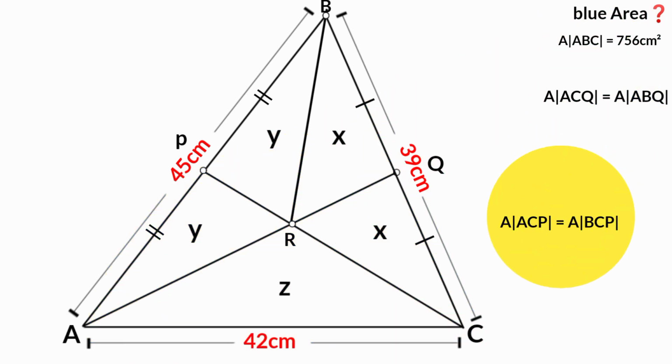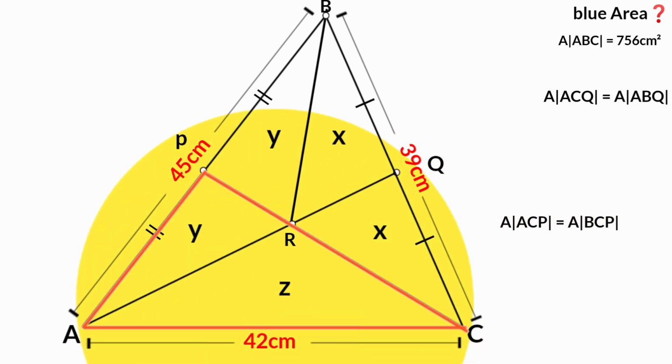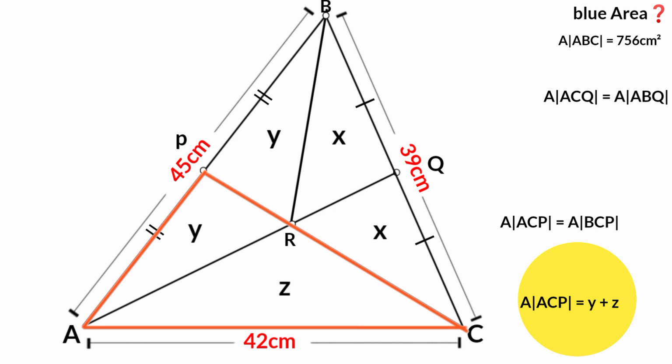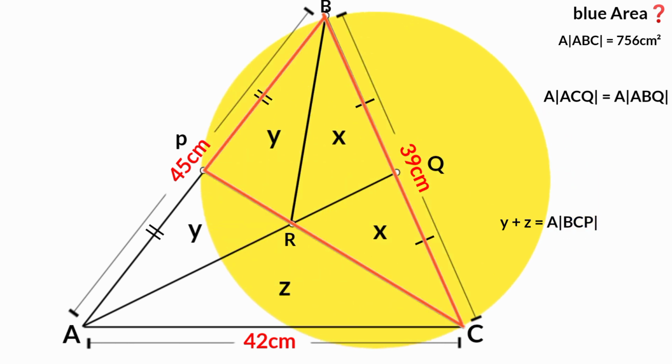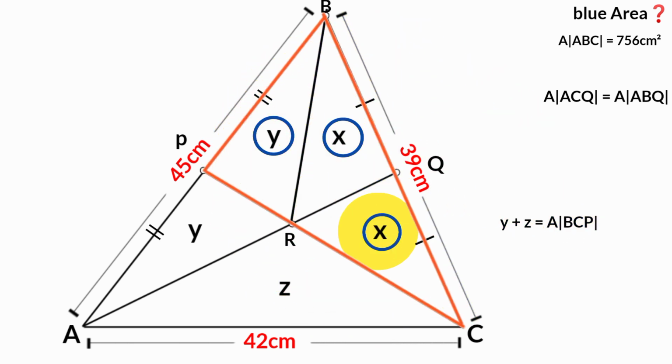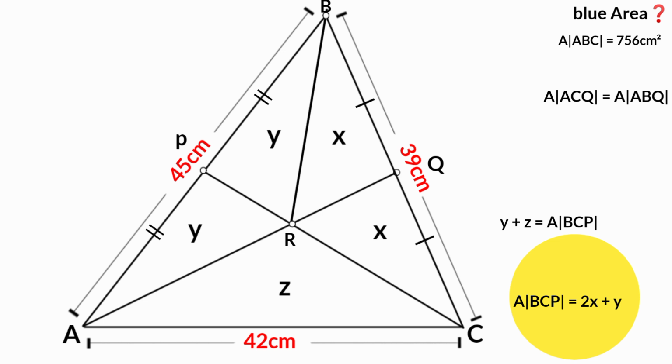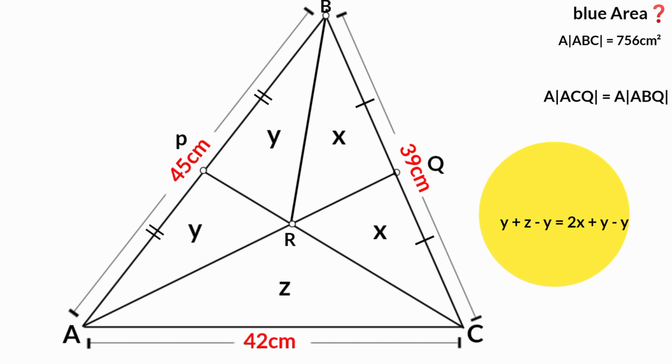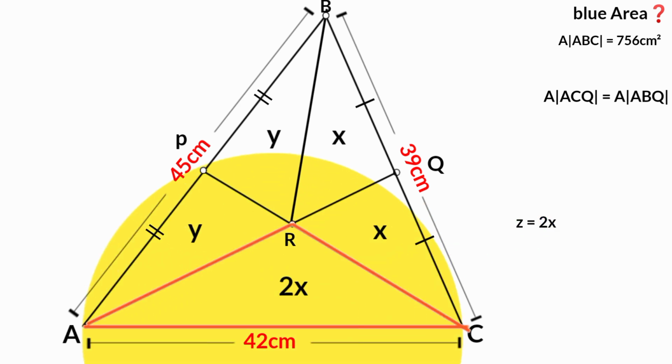Recall this equation: area of triangle ACP equals area of triangle BCP. Now if you look at triangle ACP, its area is the sum of this and this, that is Y plus Z. So we substitute here: Y plus Z equals area of triangle BCP. Coming to triangle BCP, we can see its area is the sum of this and this, that is X plus X, which is 2X, plus Y. So area of triangle BCP equals 2X plus Y. We substitute: Y plus Z equals 2X plus Y. Subtracting Y from both sides, Y minus Y is 0 on both sides. So Z equals 2X. We substitute here, that is, the area of triangle ACR is 2X.